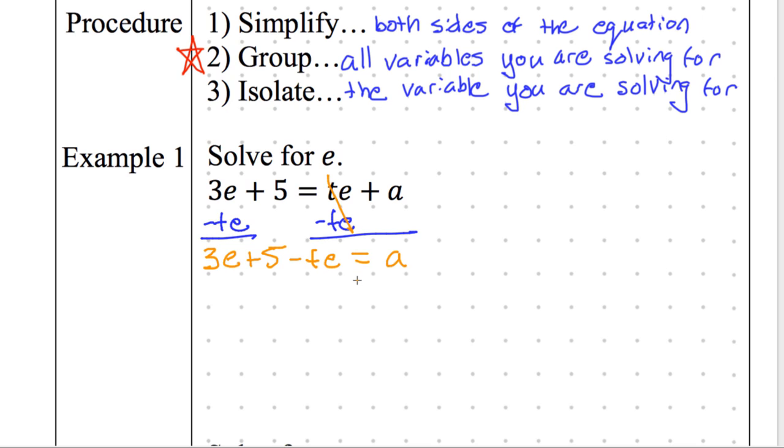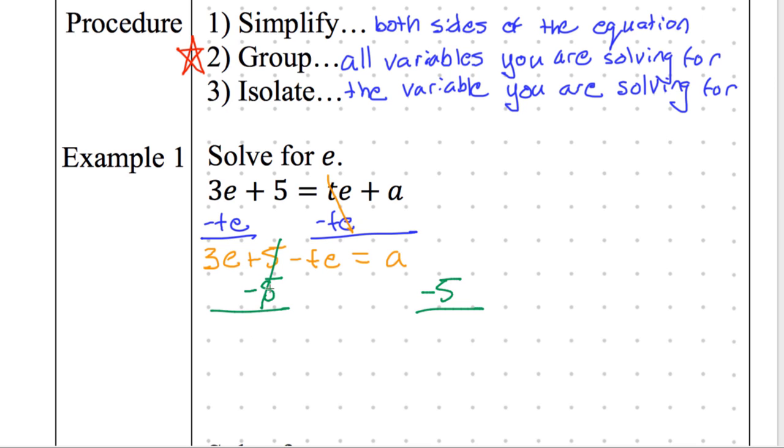That's my first step. Okay, I don't want anything without an e. So this 5 doesn't have an e in it. I'm trying to group all of my e terms. This is not part of an e, so I need to get rid of it. I need to move it to the other side. How am I going to move this 5 to the other side, Monse? Subtract 5 on both sides. You said that correctly. Minus 5, minus 5.